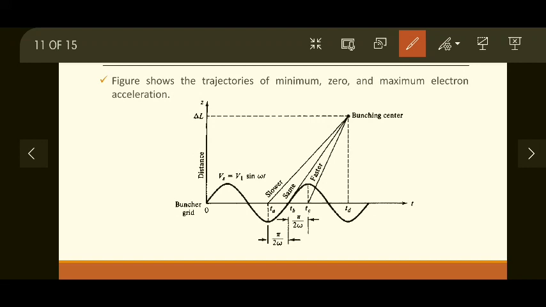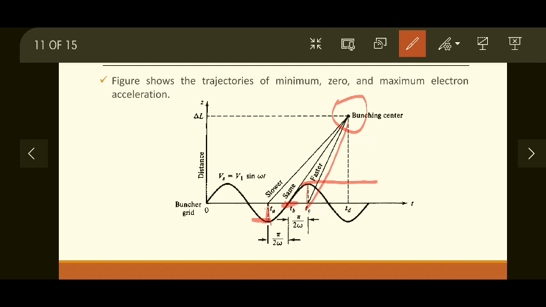This shows the trajectories of minimum, zero and maximum electron acceleration. As you can see, this is a negative maxima. This is time Ta, at which you can observe the slowest velocity. Then at Tb, there is no change in the velocity because this is the zero of the input gap voltage, and this is Tc, at which the maximum voltage is considered and the fastest acceleration of the electron beam is occurring. All these combine to create a bunching center at Td.